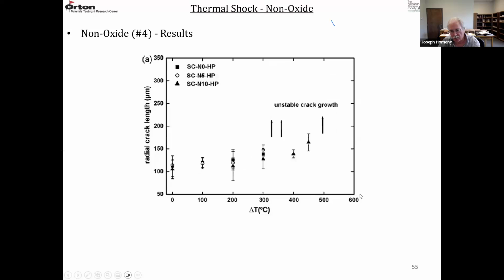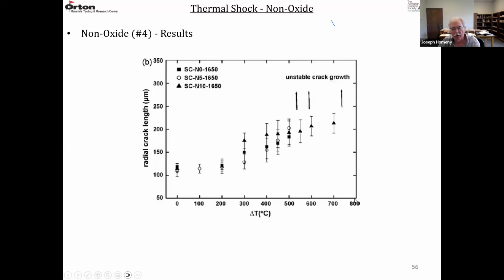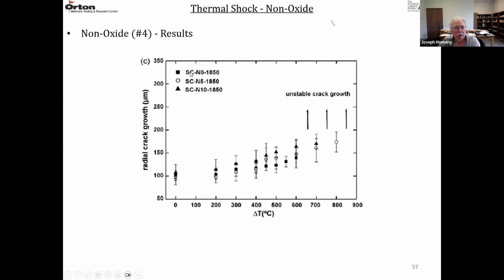You can see this graph goes to 600. This one goes to 800. So it does a little bit better. And then the material at the post-heat treatment of 1850 degrees C, 0, 5, and 10% silicon nitride, radial crack length versus delta T. And now this is up to 900. So not a lot happening. The cracks are growing slowly, probably in a quasi-static manner. And then at the higher temperatures, over 600 degrees C delta T, you have unstable crack growth and failure.